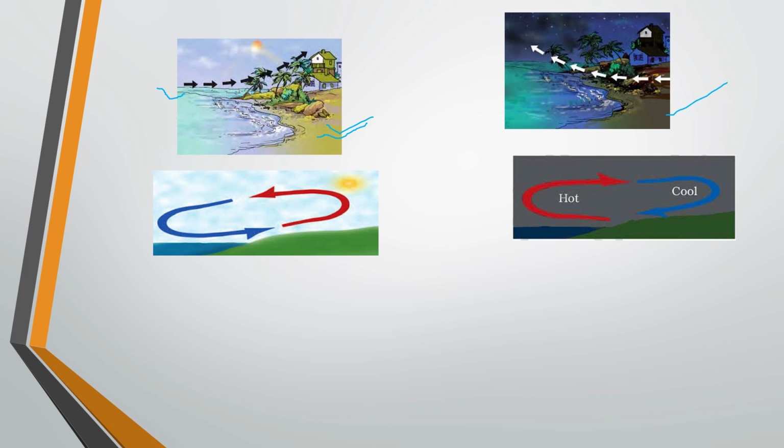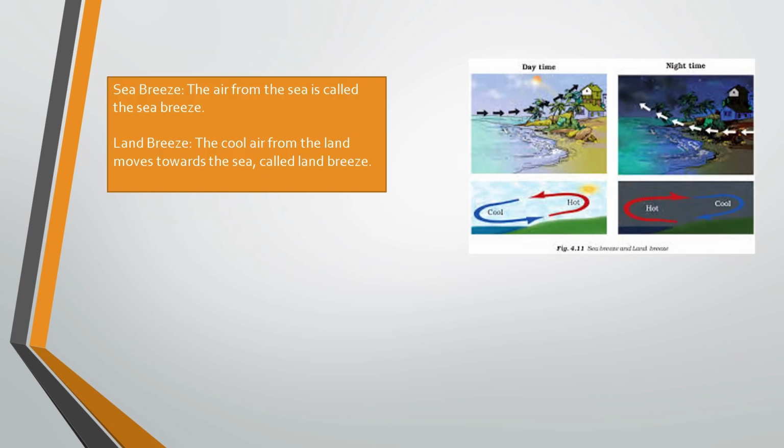From these arrows you can easily understand. See these arrows. So what we find? We find two terms, sea breeze and land breeze. The air from the sea is called the sea breeze, which travels like this, and the cool air from the land moves toward the sea. This is called land breeze. Interesting and easy.